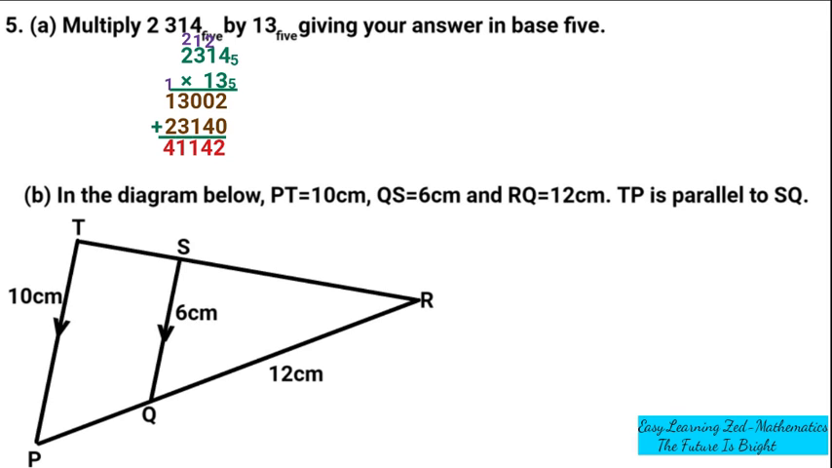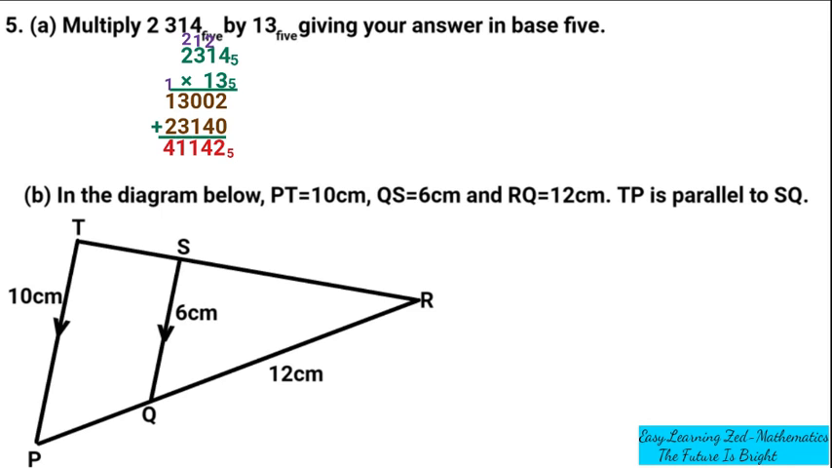Okay, let's answer question B. Question 5b is as follows. In the diagram below, PT is equal to 10 centimeters, QS is equal to 6 centimeters, and RQ is equal to 12 centimeters. PT is parallel to SQ.